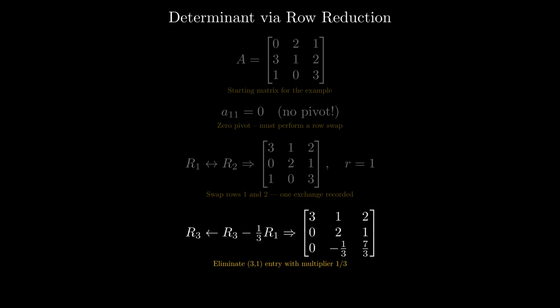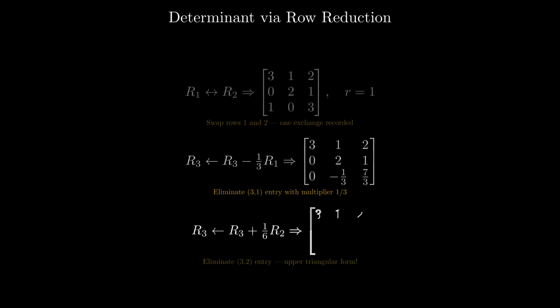Next, subtract 1/3 of row 1 from row 3. Row 3 becomes 0, -1/3, 7/3. Now we need to eliminate the entry in row 3, column 2. Add 1/6 of row 2 to row 3. Row 3 becomes 0, 0, 5/2. We've reached upper triangular form.